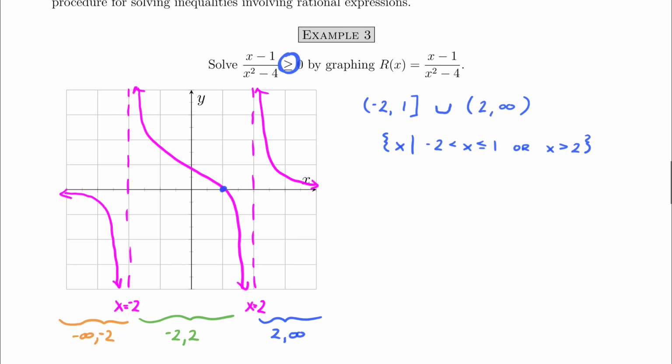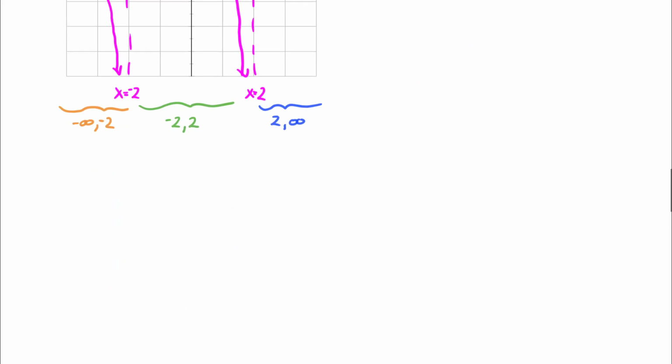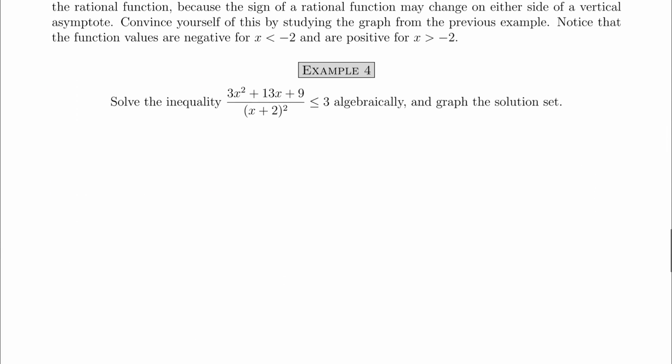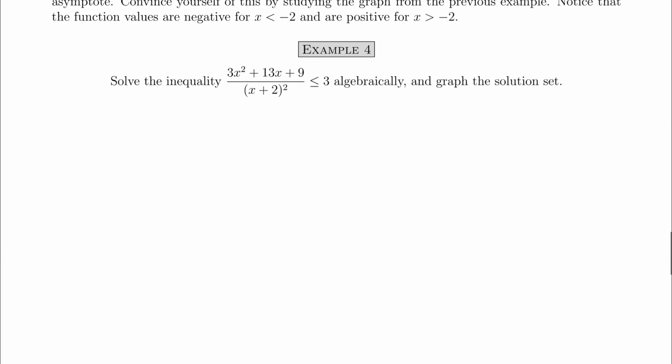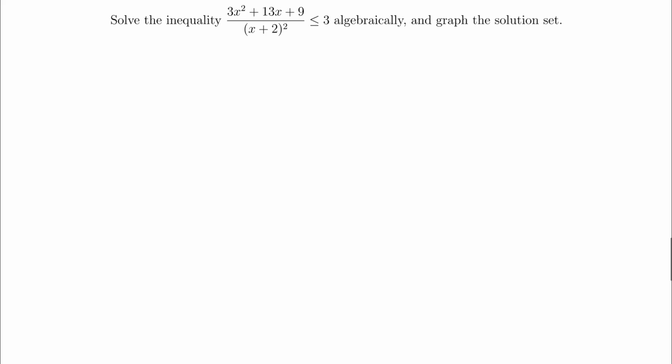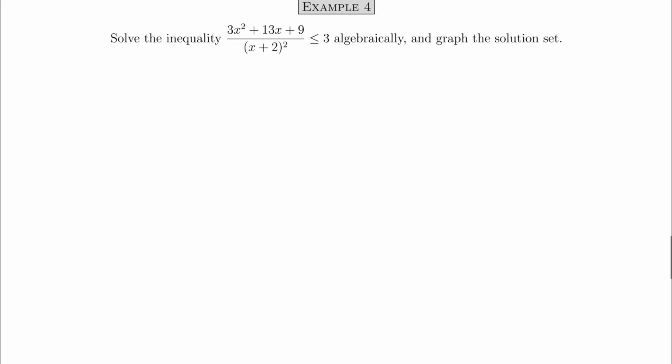You can see that graphically the asymptote divides the graph up into intervals, just like the critical values that we found in example 2 divided things up into intervals for us to find the solution set. And then finally with example 4, we have this rational inequality that we want to solve algebraically. So it's very similar to what we did with example 2, but this one we have a couple more steps that we have to apply.